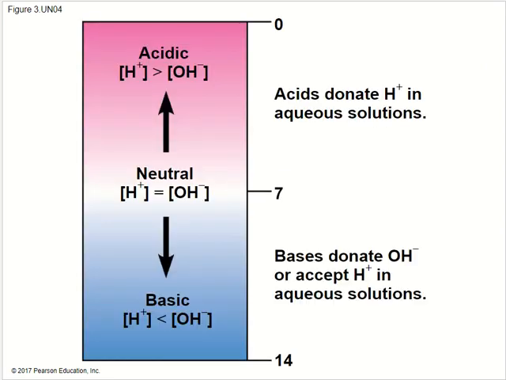All right. Acidic is simply a larger concentration of hydrogen or hydronium ions to hydroxide ions, and basic is a higher concentration of hydroxide ions to hydronium cations, and neutral is rather even.